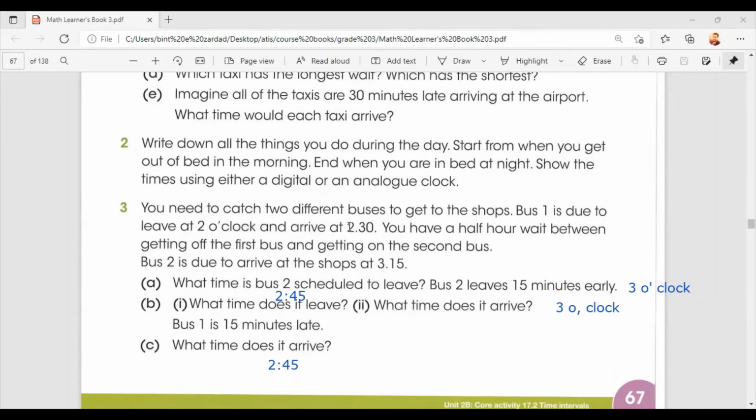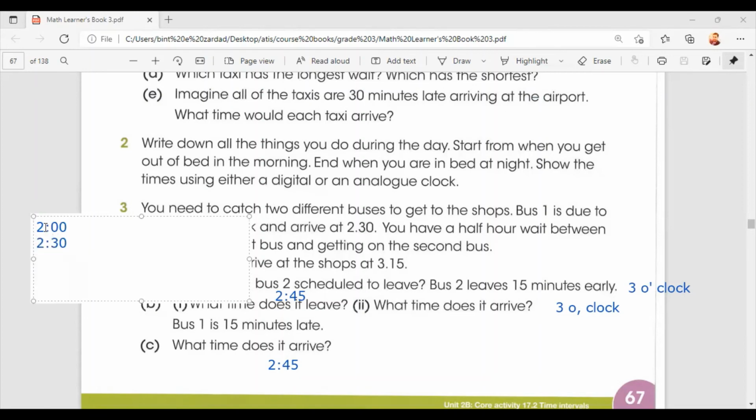You need to catch two different buses. Bus 1 is due to leave at 2 o'clock and arrive at 2:30. So from 2 o'clock to 2:30, this is the first bus timing.